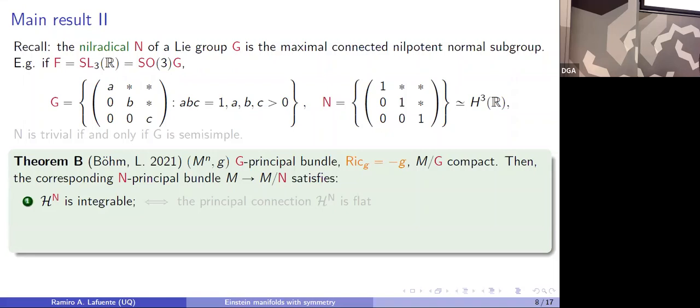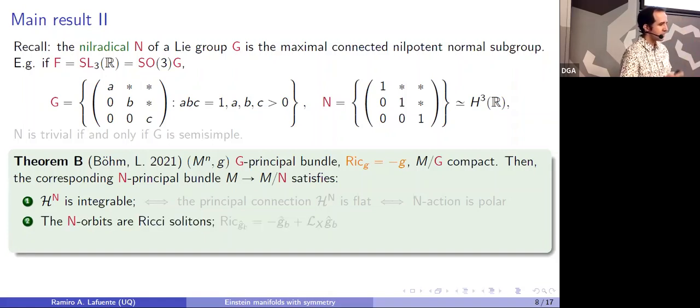And we have the following. The Einstein equation forces the following facts. Firstly, the horizontal distribution of the N action is integrable. Now, the vertical distribution is always integrable because the integral manifolds are the orbits. The horizontal need not be integrable. This is equivalent to saying that the principal connection is flat. Or also, we had many talks this week about this concept, that the N action is polar. So the N action is polar. Secondly, the geometry of the orbit is very well understood, namely, they are Ricci solitons.